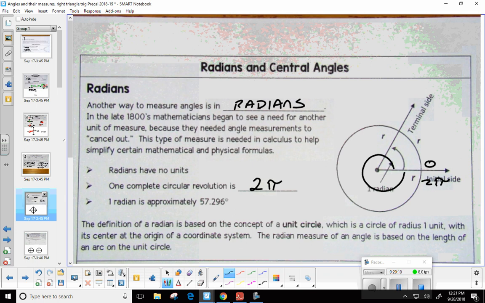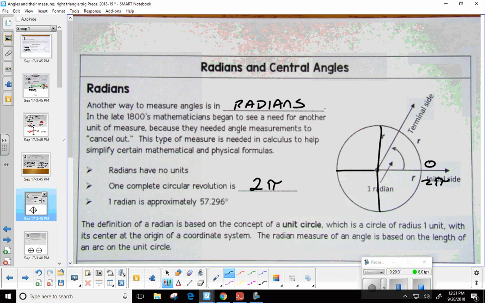6.28. So there are 6.28 radians in one revolution. But typically we like to just leave them in terms of pi. Okay? Probably because it's easy as pi. Okay. So let me go ahead and draw the rest of these axes here. All right, so let's look at a unit circle.